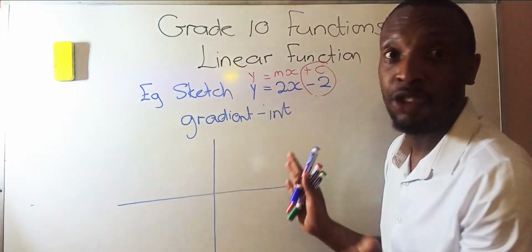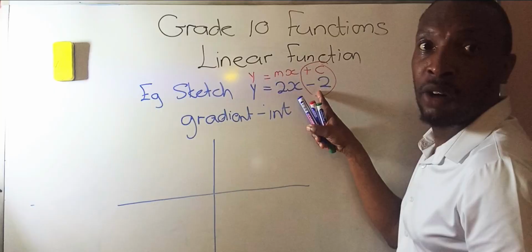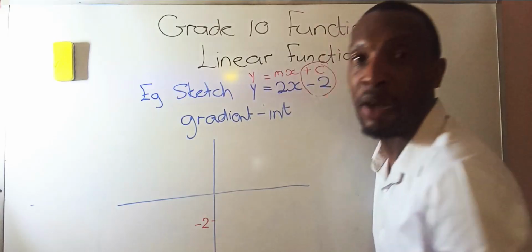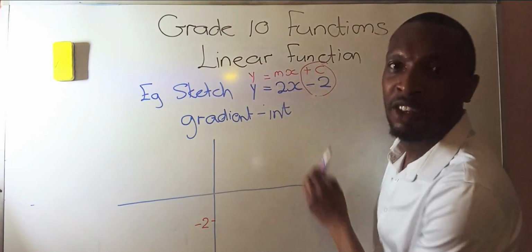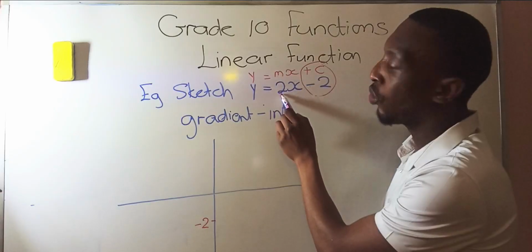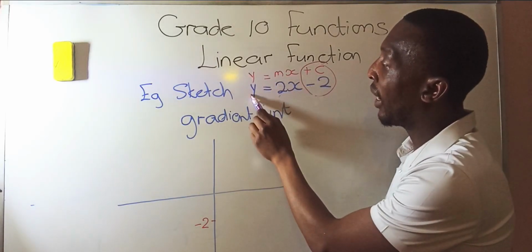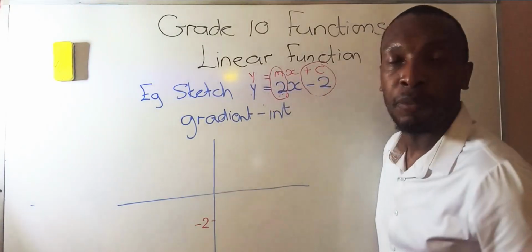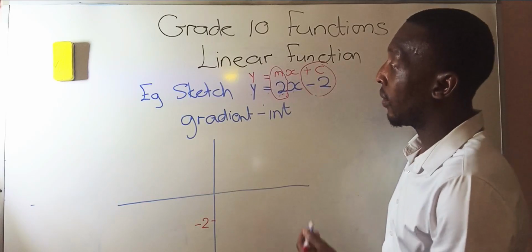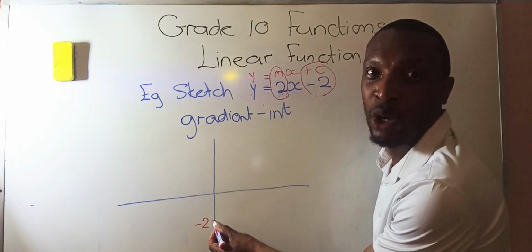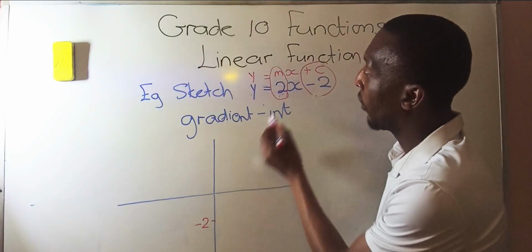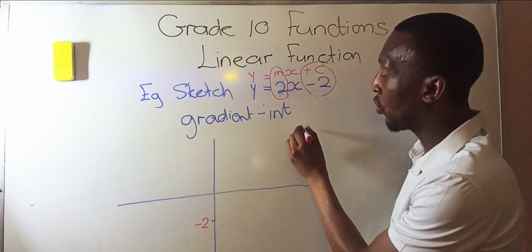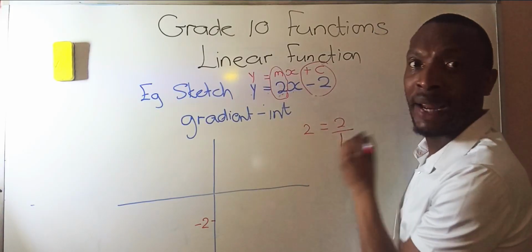Okay, so we're sketching the graph now. We know that my graph cuts the y-axis at -2. So this is my -2, my y-intercept. What is the gradient of this function? The gradient is 2, positive 2. Remember, y is equal to mx plus c, so this here is my gradient. What does it mean? It means that if I want to find another point that this line goes through, I must rise 2 and run 1. Why am I saying that? Because 2 is 2 over 1.